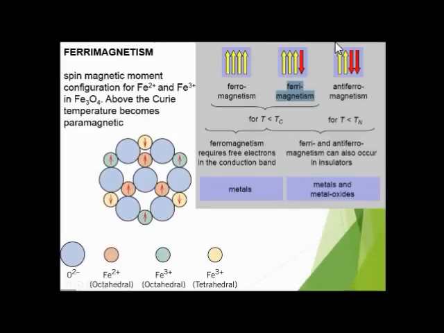Now all these cases happen below a particular temperature, known as the Curie temperature. Below the Curie temperature, these materials behave in their own form: ferromagnetic, ferrimagnetic or antiferromagnetic. Whenever the temperature exceeds the Curie temperature, it becomes paramagnetic, that is, they will align in the same direction as H, the magnetic field strength. So these configurations are formed only below the Curie temperature, and above it the material becomes paramagnetic.